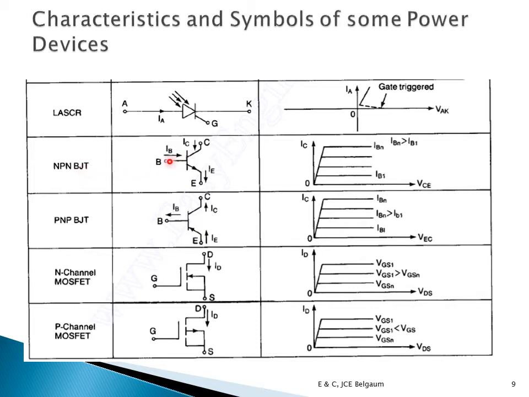For NPN, the base current has to go inside to turn on the device. That means I give a positive base current. And for PNP, if I want to turn on this device, I have to give a negative base current. Note that for both, the arrow is on the emitter. If the arrow is outside, it is NPN. If the arrow is inside, it is PNP. In this case, the current will flow from collector to emitter. In this case, the current will flow from emitter to collector.